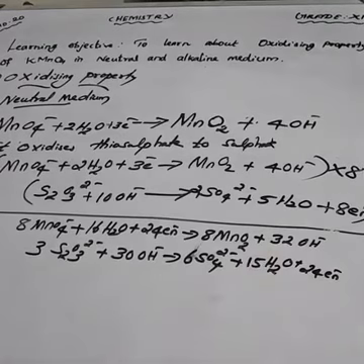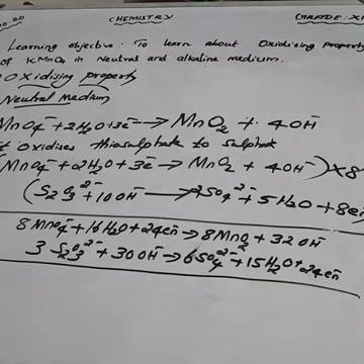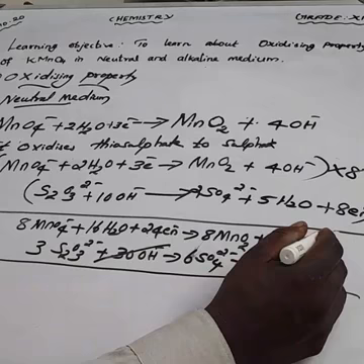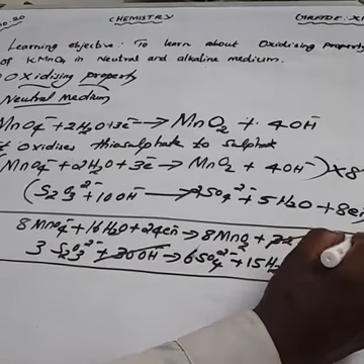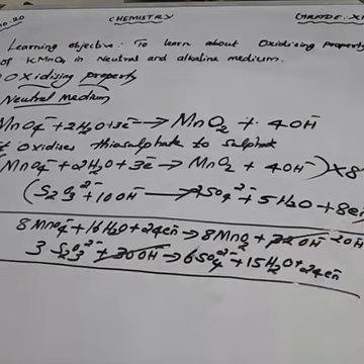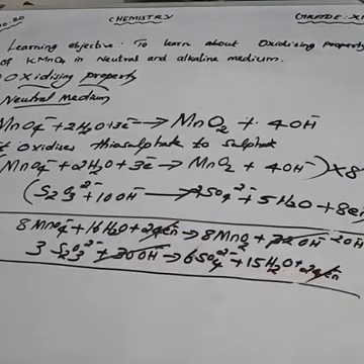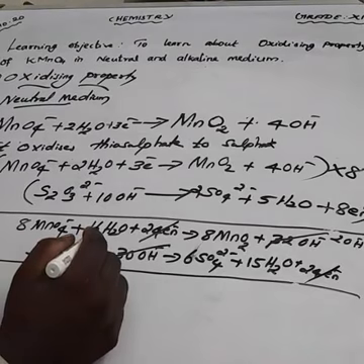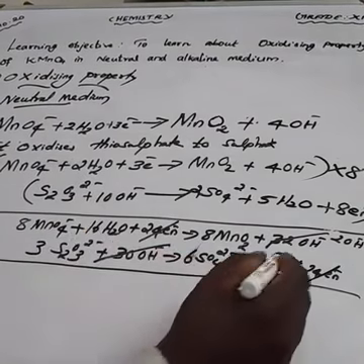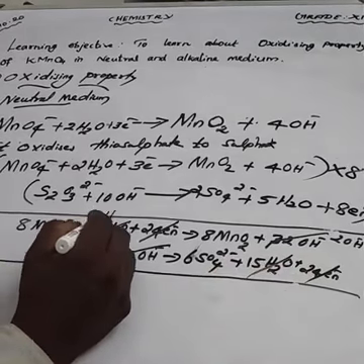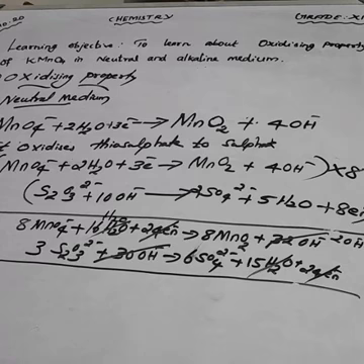Clear? Now we can cancel. Here having 30 OH, here having 32 OH, remaining we have 2 OH. Here having 24 electrons, here also 24 electrons. Here having 16 molecules of water, here having 15 molecules of water. So cancelling we get 1 molecule of water. Next, any more cancelling? No.